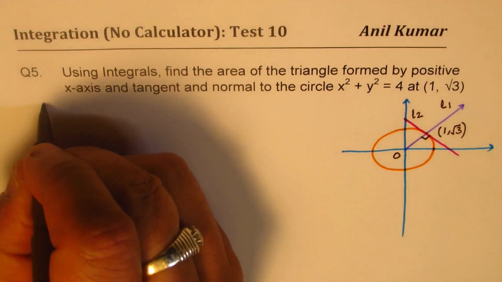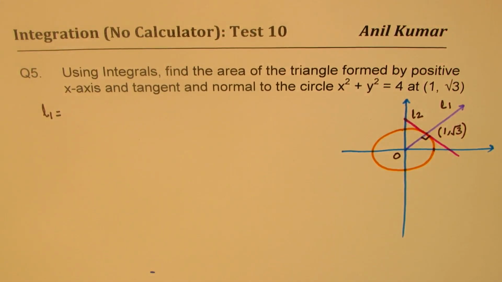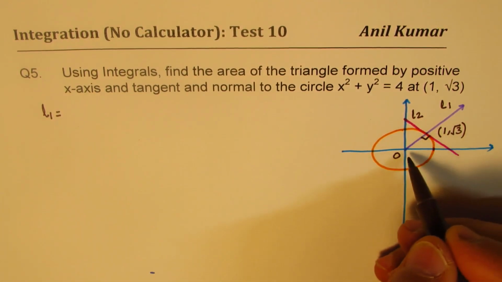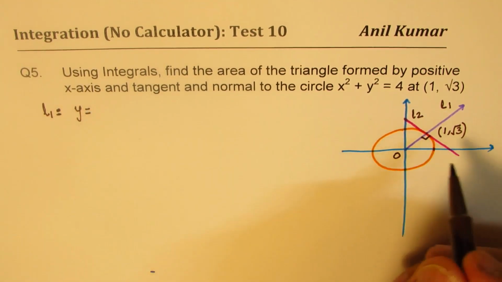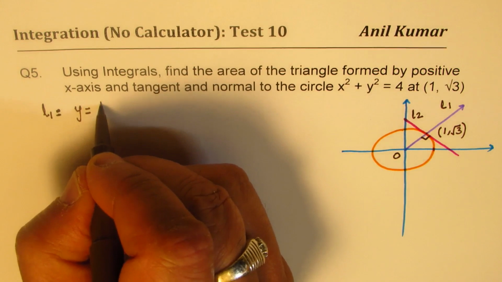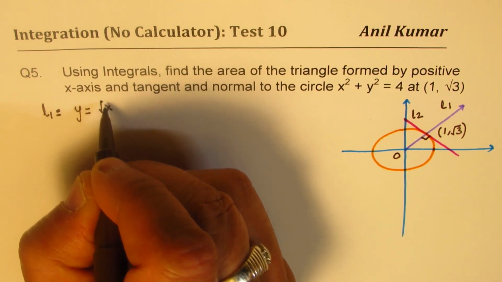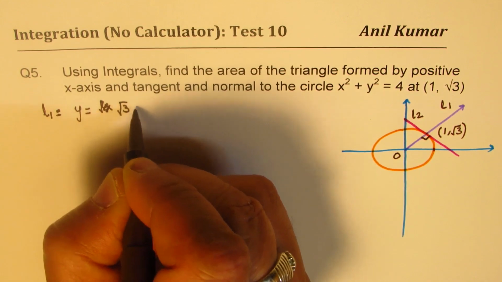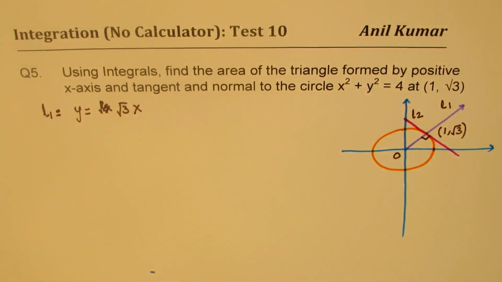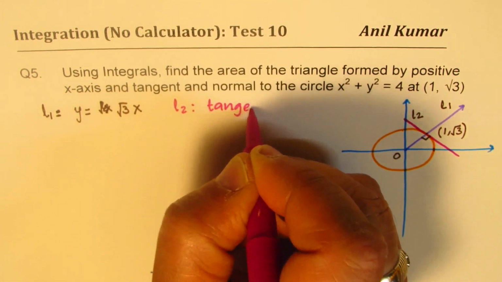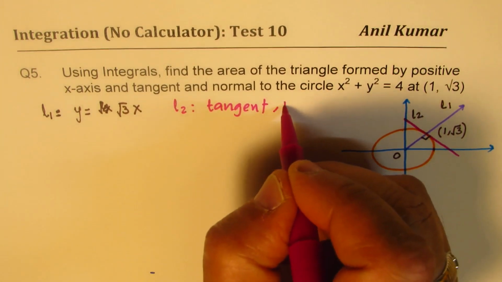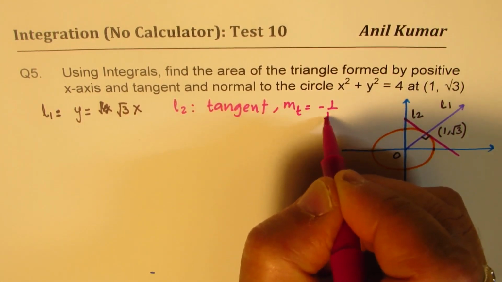So the equation of line 1 is what? The equation of line 1 will be a direct variation going from 0 to this point. We could say this is y equals square root 3 x, right? So y equals square root 3 x is the equation of line 1. To find the equation of the tangent, which is line 2 for us, the slope has to be the negative reciprocal. So the slope of the tangent is going to be negative 1 over square root 3.